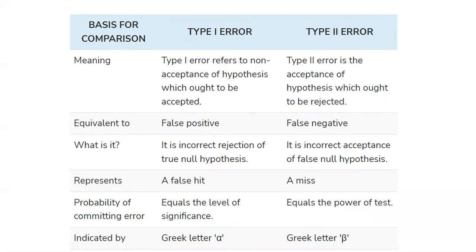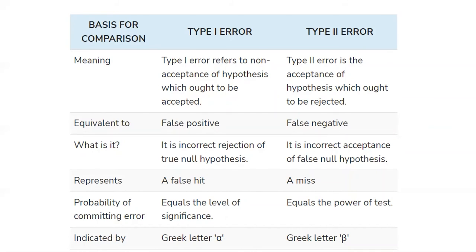Type 1 error refers to the non-acceptance of the hypothesis which might be accepted. Whatever the hypothesis was right, but you rejected the right hypothesis, so that is non-acceptance, and it will result in type 1 error. And the type 2 error is what? Type 2 error is the acceptance of a hypothesis which ought to be rejected. You have accepted the wrong hypothesis, that will lead to type 2 error. Okay, then type 1 error is a false positive and type 2 error is a false negative.